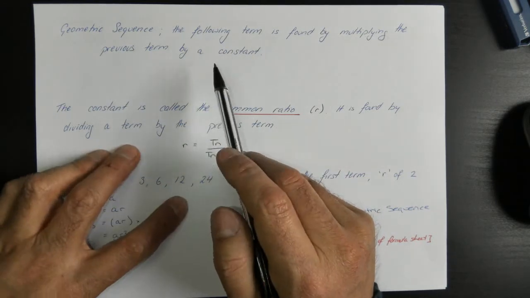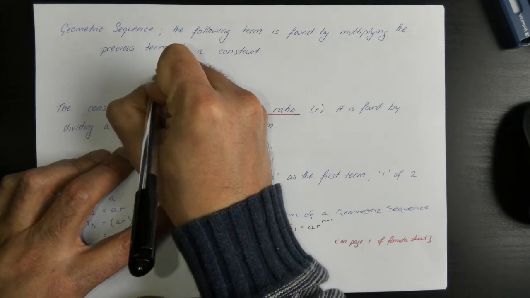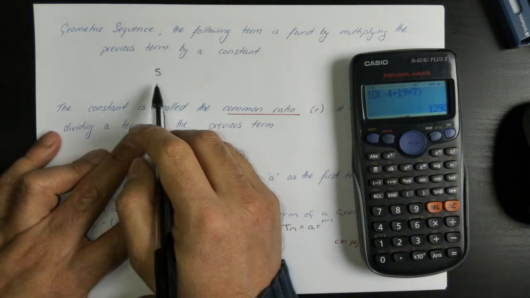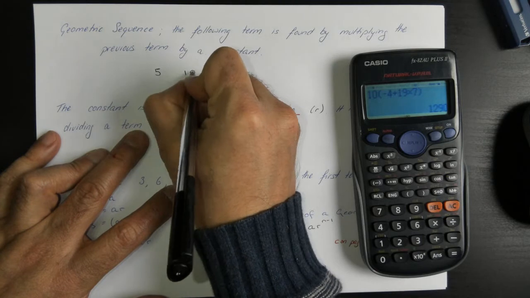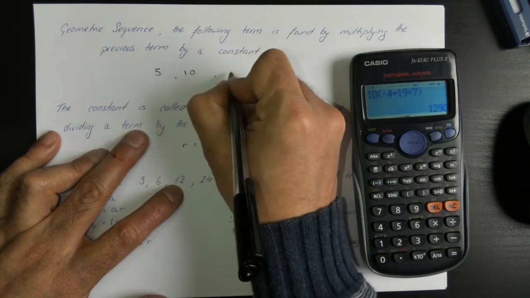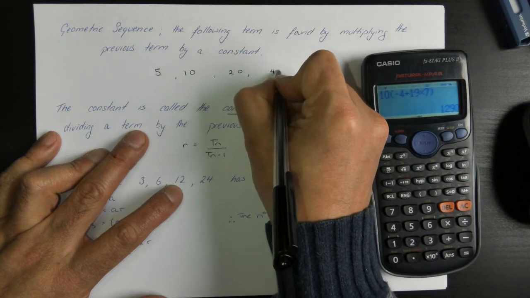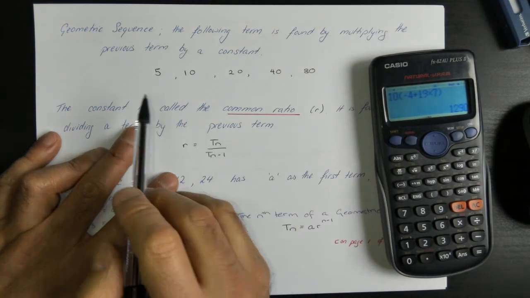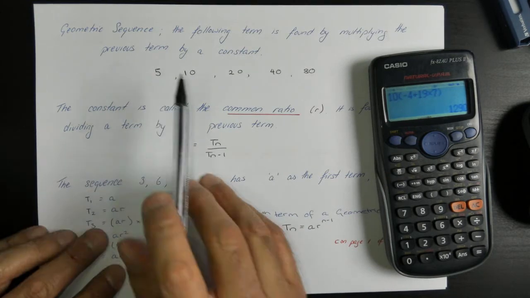So let's do some examples. Let's say I start with 5. And what I'm going to do is multiply 5 by 2. So 5 times 2 is 10. Times that by 2 again is 20. Times that by 2 is 40. Times that by 2 is 80. Okay, so the next term can be found by multiplying the previous term by a constant.